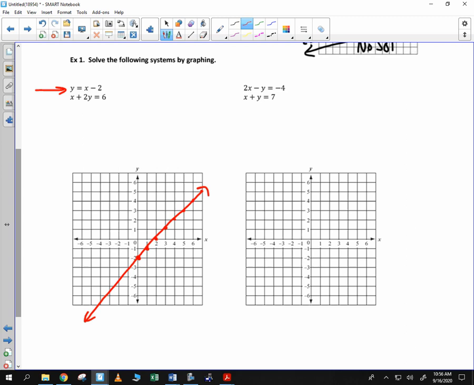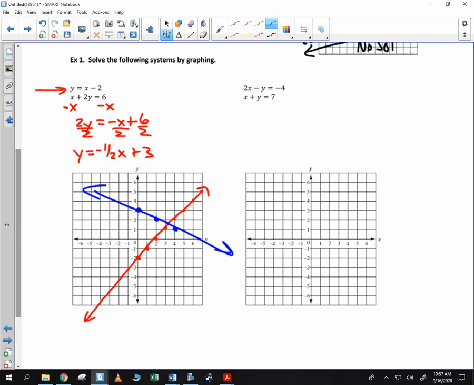For the second one, I'm going to solve for y. I subtract x, and I get 2y equals negative x plus 6. If I divide by 2, I get y equals negative 1/2 x plus 3. So I plot 3. I use the slope of negative 1 over 2. Down 1 over 2, down 1 over 2.